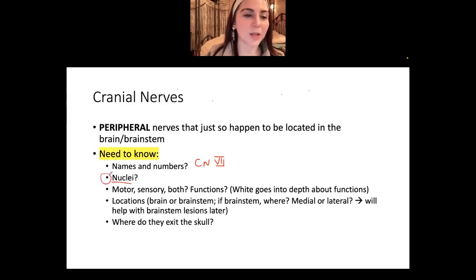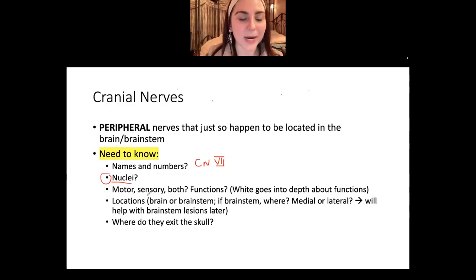Okay, their nuclei, there's a lot, but we'll talk about all of them. Is it a motor cranial nerve? Is it a sensory cranial nerve? Does it do both? What are its functions? White goes into so much depth about functions, but I'm going to go into it a little bit today. I'll give you one slide on functions.